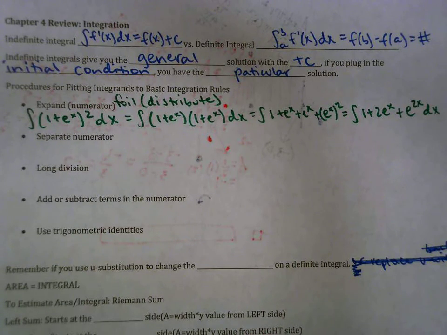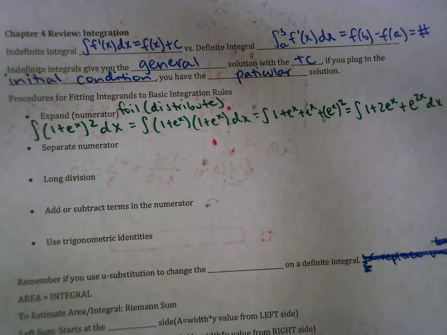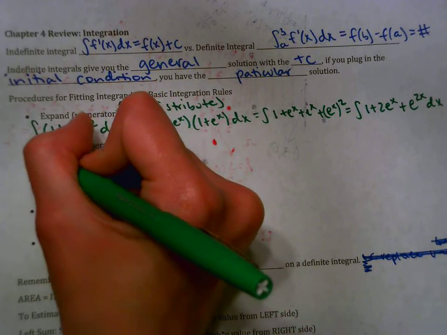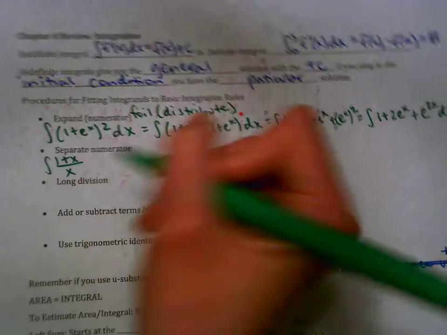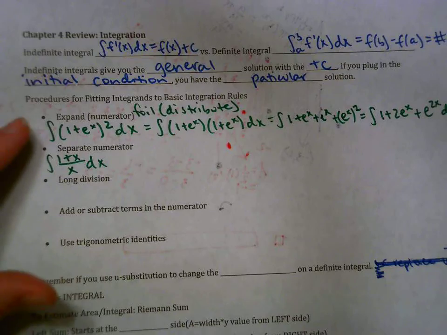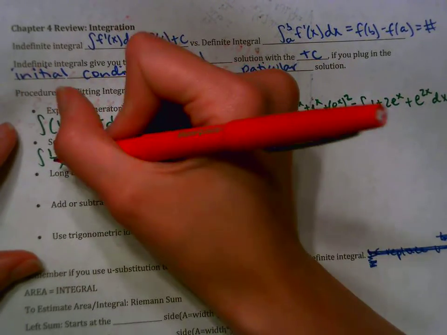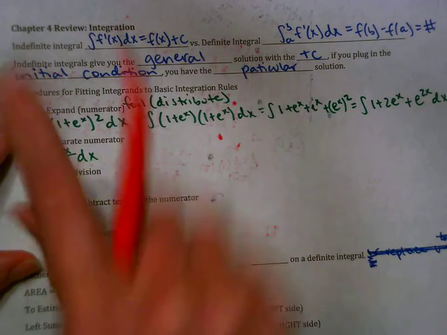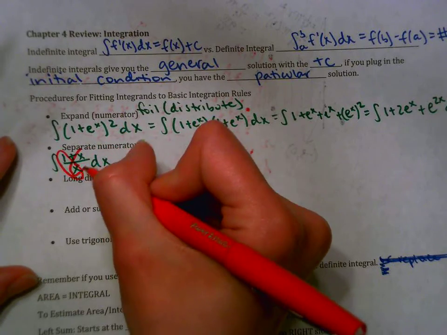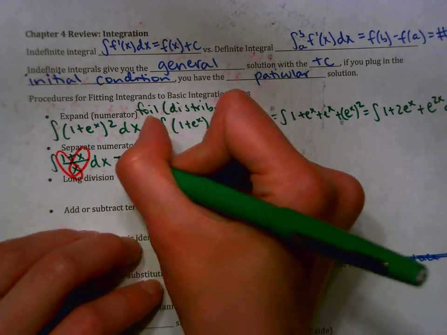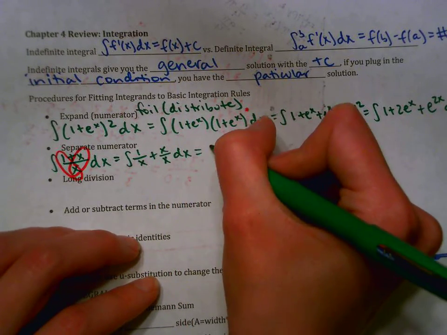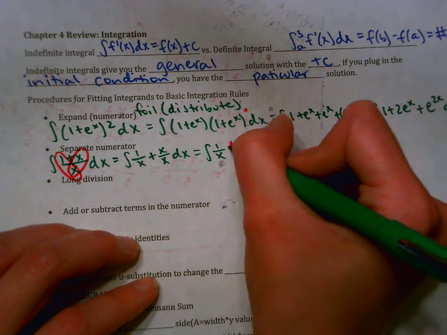Another strategy is you can separate the numerator if there's more than one term on top. So, for example, if you have the integral of, let's say, 1 plus x over x. We don't have a quotient rule for integration, so we would need to try to do something else. So what I would suggest is, if it's one term on the bottom, you got to keep that whole thing on the bottom together. So we could separate that and rewrite it as the integral of 1 over x plus x over x. And then we can keep this the integral of 1 over x plus, that's just 1.